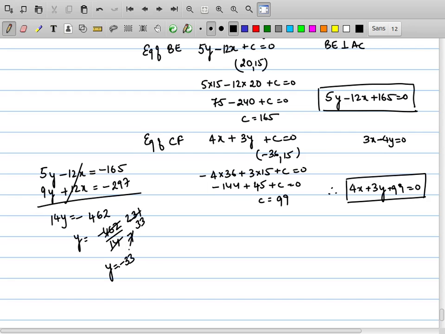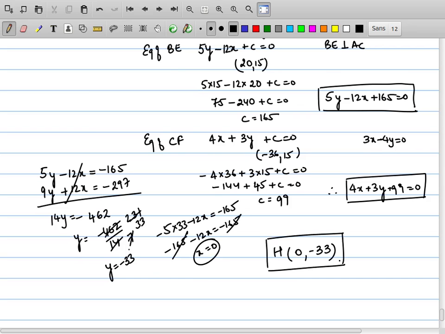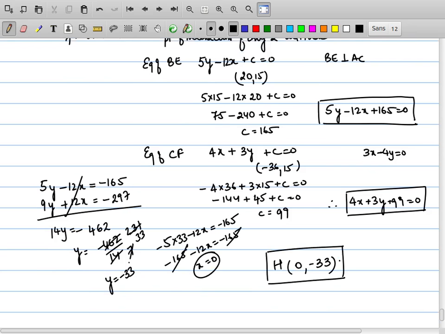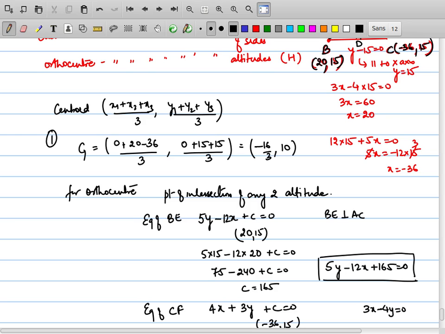Now if y is minus 33, we can put this value in any of the equations and get the value of x. Therefore minus 165 minus 12x is minus 165. This and this go, therefore x comes out to be 0. Therefore the coordinates of the orthocenter are 0, minus 33. This is your second part. This was your first part.